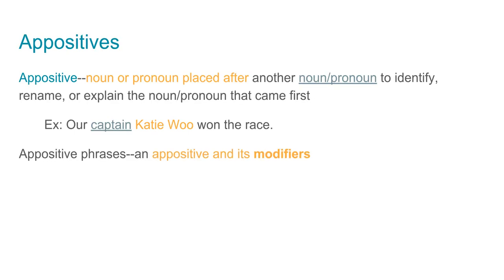We also have appositive phrases, which are an appositive and all of its modifiers, like Uncle Joe, my favorite uncle, cooks well. Uncle is a noun explaining Uncle Joe, but this one's an appositive phrase because we also have the modifiers my and favorite describing uncle.